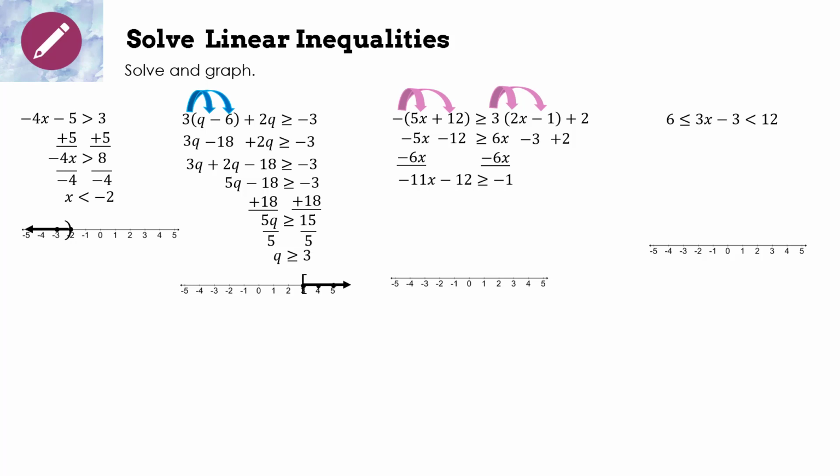We need to get -11x by itself, so we add 12 to both sides of the inequality. Now we need x by itself. We're going to divide by -11. Since we're multiplying or dividing by a negative number, our inequality changes directions. So x is less than or equal to -1.